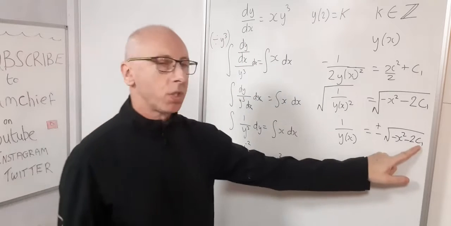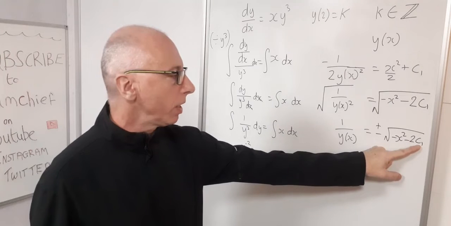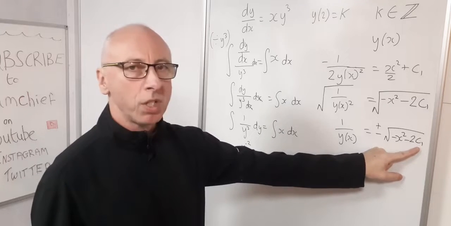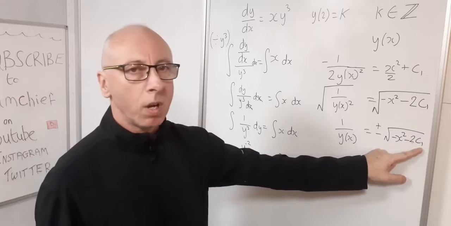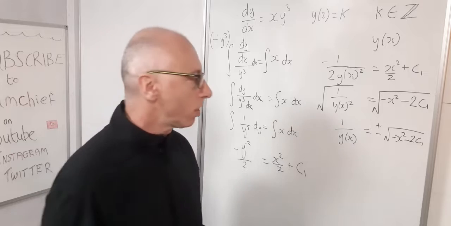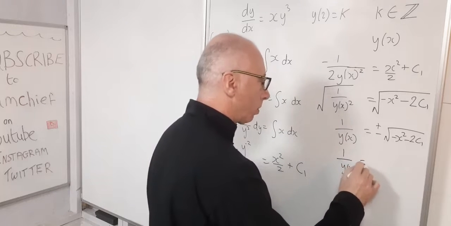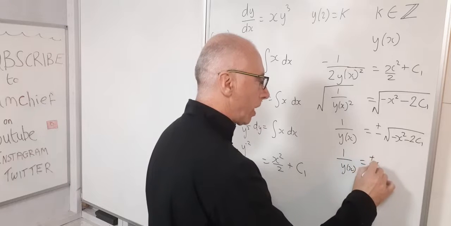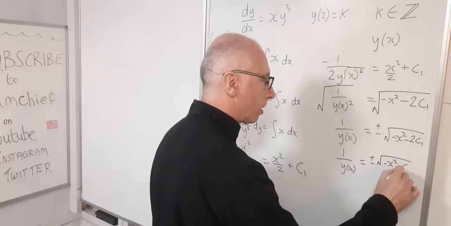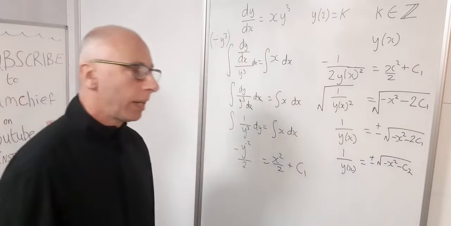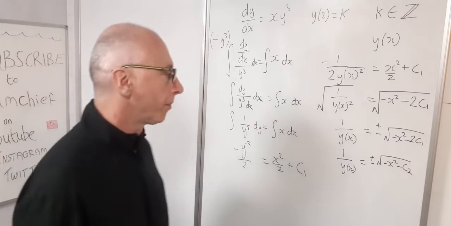Now this minus 2c1, that's a constant of integration, is part of that answer. We don't know what c1 is yet, that could be anything. So now I'm going to amalgamate this 2c1 and make a new constant and just call it c2. So now I've got 1 over y of x equals plus or minus the square root of minus x squared minus c2. That takes care of that part of this constant here.